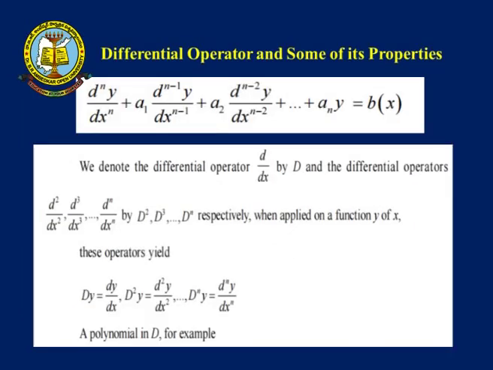Now, the differential operator and some of its properties. The operator d by dx is represented as D, d square y by dx square is represented as D square, and d cube y by dx cube is D cube. In general, d to the power n by dx to the power n is represented as capital D to the power n. These representations are called operators. Capital D is called an operator.